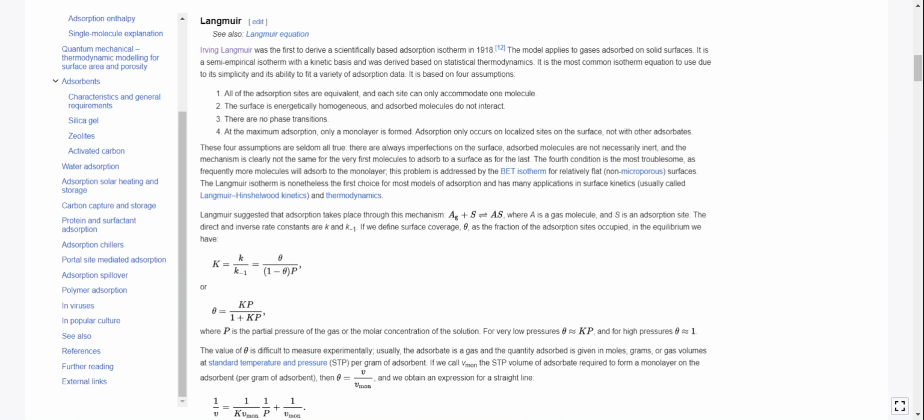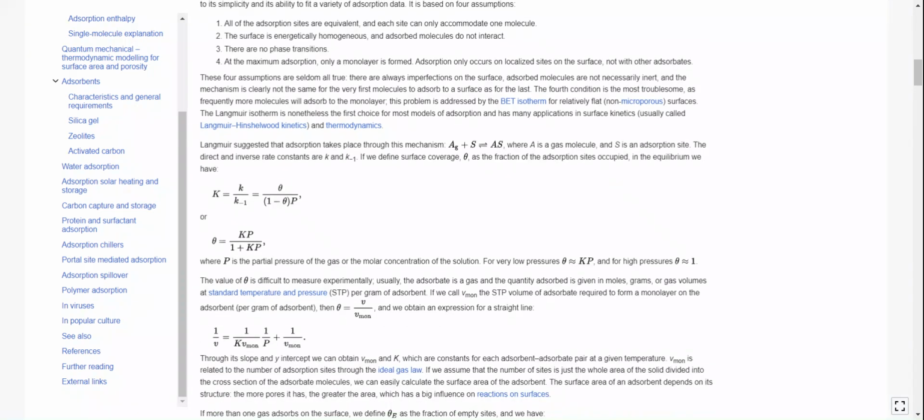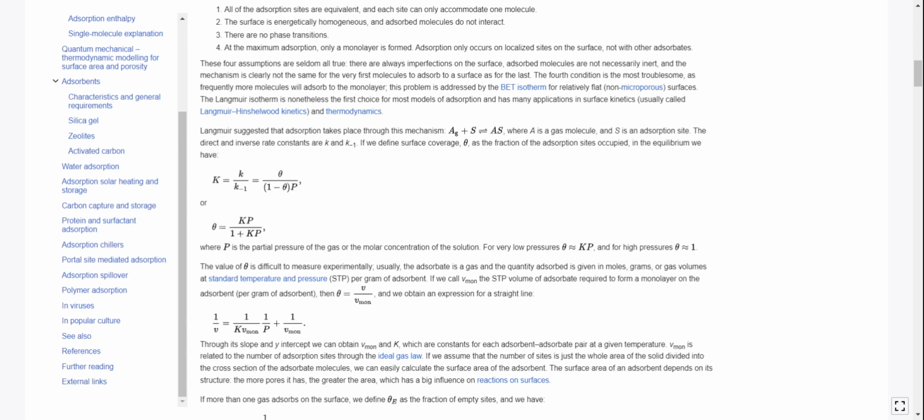The Langmuir isotherm is nonetheless the first choice for most models of adsorption and has many applications in surface kinetics, usually called Langmuir-Hinshelwood kinetics, and thermodynamics. Okay, here we're getting to the physics. Langmuir suggested that adsorption takes place through this mechanism: A(g) plus S is in equilibrium with AS, where A is a gas molecule and S is an adsorption site.